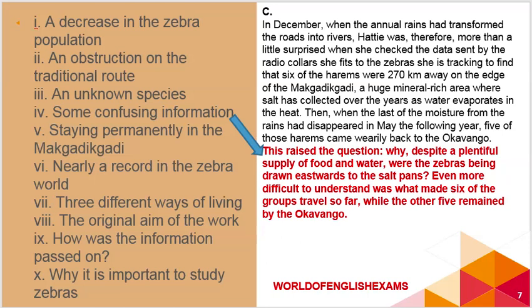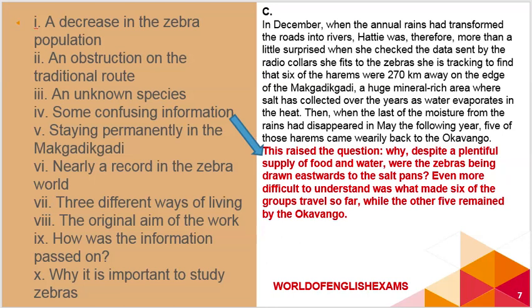In December, when the annual rains had transformed the roads into rivers, which means due to heavy rains, the roads were transformed into rivers, that there was a heavy rain. Hattie was therefore more than a little surprised when she checked the data sent by radio callers from the zebras she was tracking to find that six of the harems were 270 kilometers away on the edge of the Maggadkadi. Okay, so there was some data that was sent to her, and what did she find?